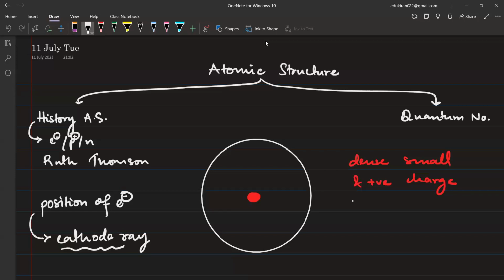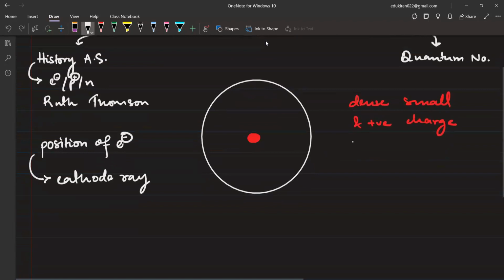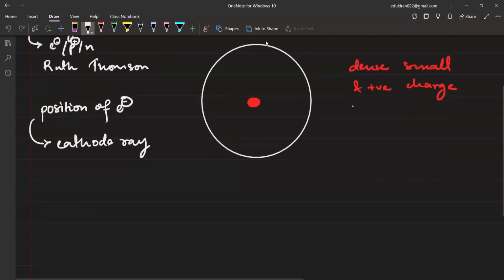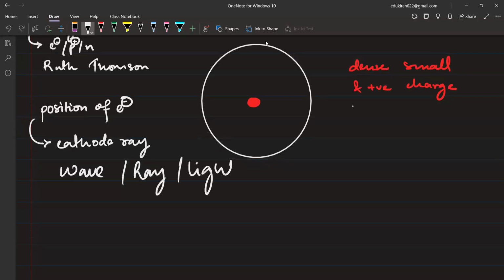Now, in order to understand the position of the electron, you have to understand the behavior of the electron. Majority of the time, we see the electron in the state of a wave, or we can say rays, or as light, or as glow. Something like these terms we can define.